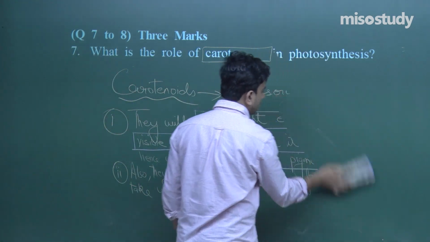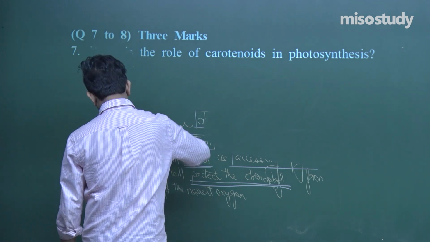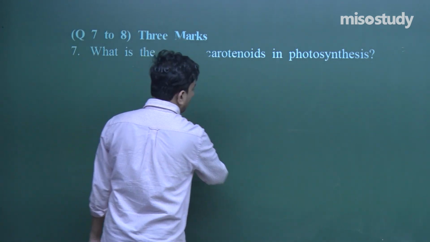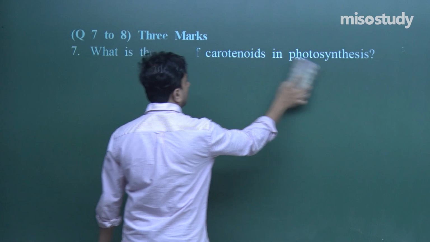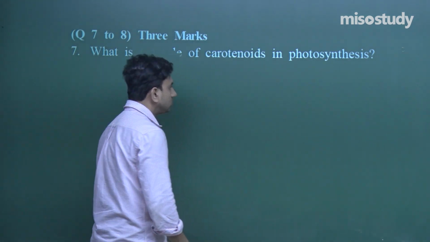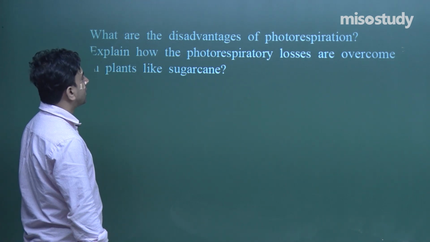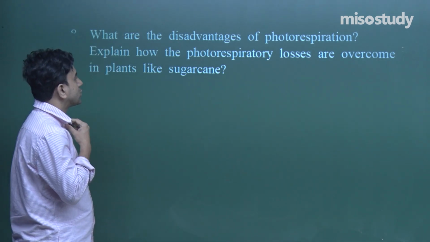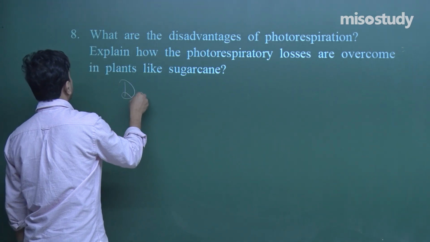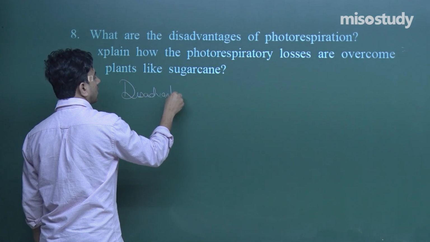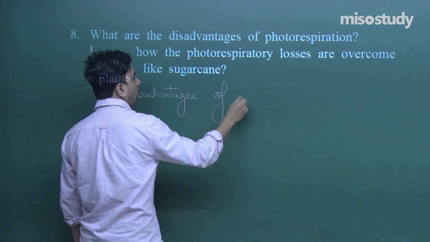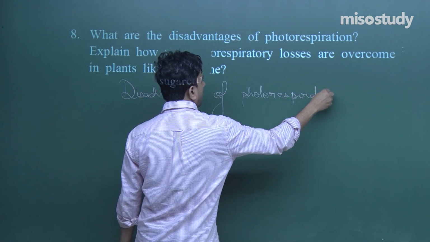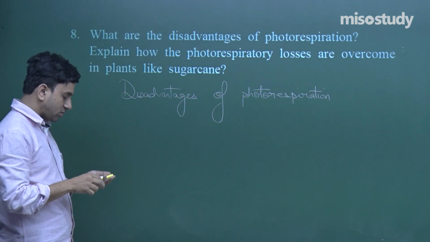Next, what will we be talking about? What are the disadvantages of photorespiration, and explain how the photorespiratory losses are overcome in plants like sugarcane. Disadvantages of photorespiration.